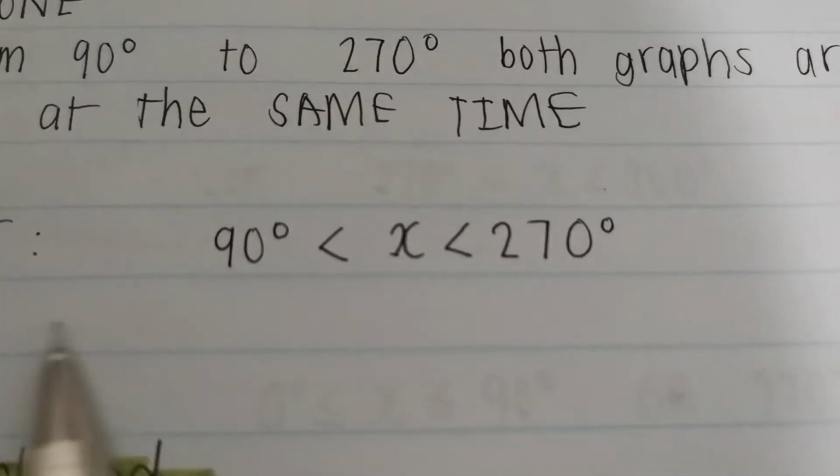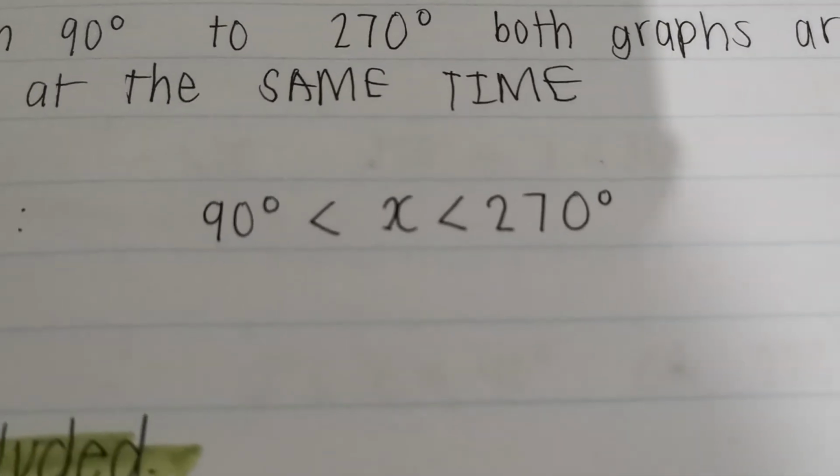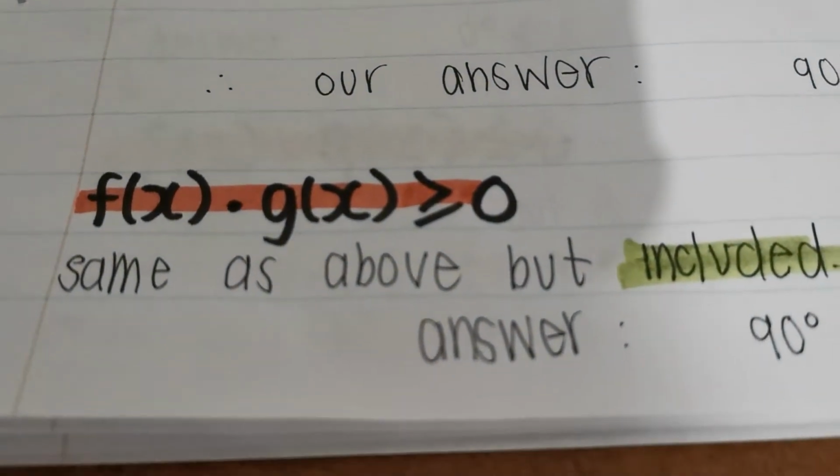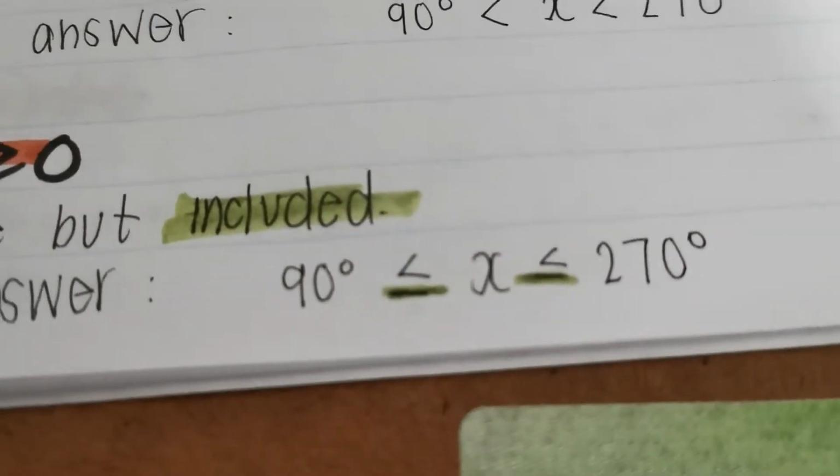Don't forget, the inequality always faces towards the left. If it says f of x times g of x greater than or equal to 0, same thing, just we are including it this time.